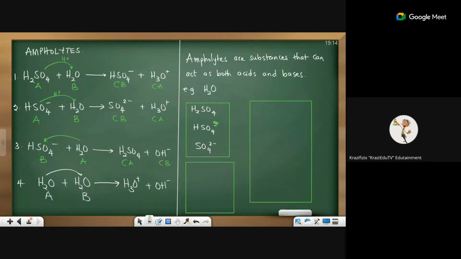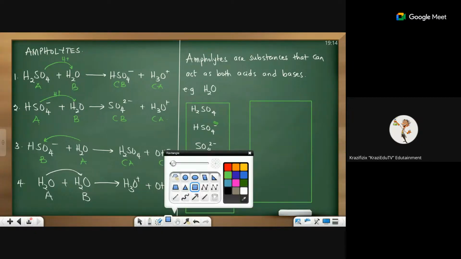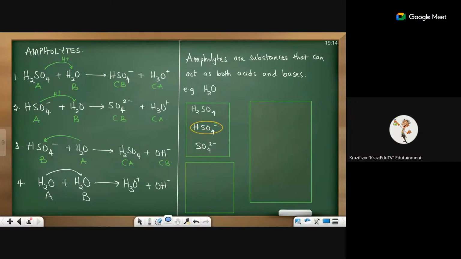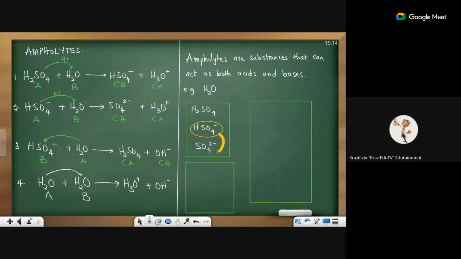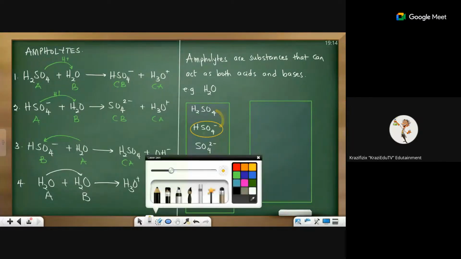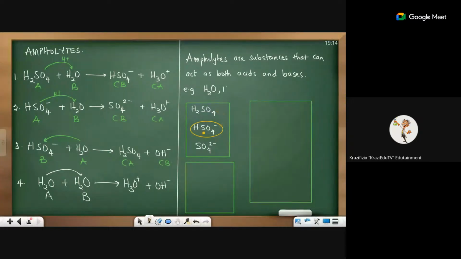Please look at the procedure. If I look at the center one, it is going to be my focus. Do you notice that if I remove H from here, it becomes this? If I add H, it becomes that. Wait, by removing, it's acting as an acid. By adding H, it becomes a base. So my ampholyte is that. In case I lost you, I'm going to find you with another example.